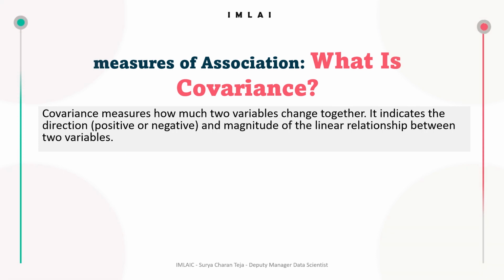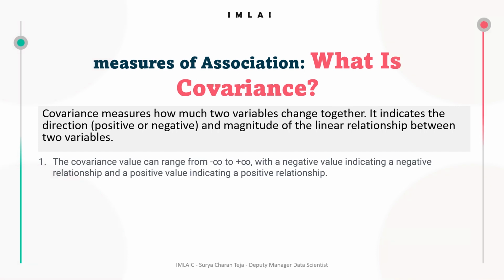So it indicates the direction, positive or negative, and magnitude of the linear relationship between the two variables. Okay, so that's what covariance is for us. In another way, we can say covariance is a statistical term that refers to a systematic relationship between two random variables in which a change in one reflects a change in the other.